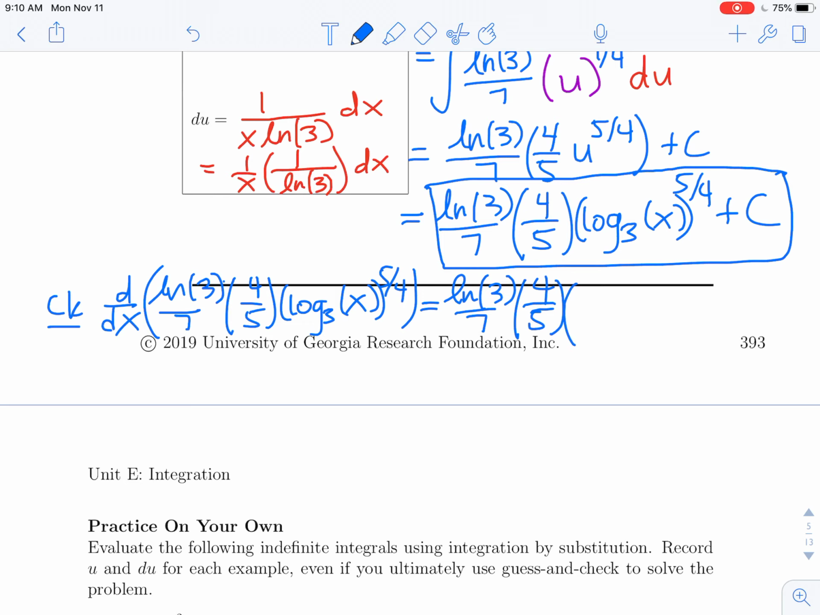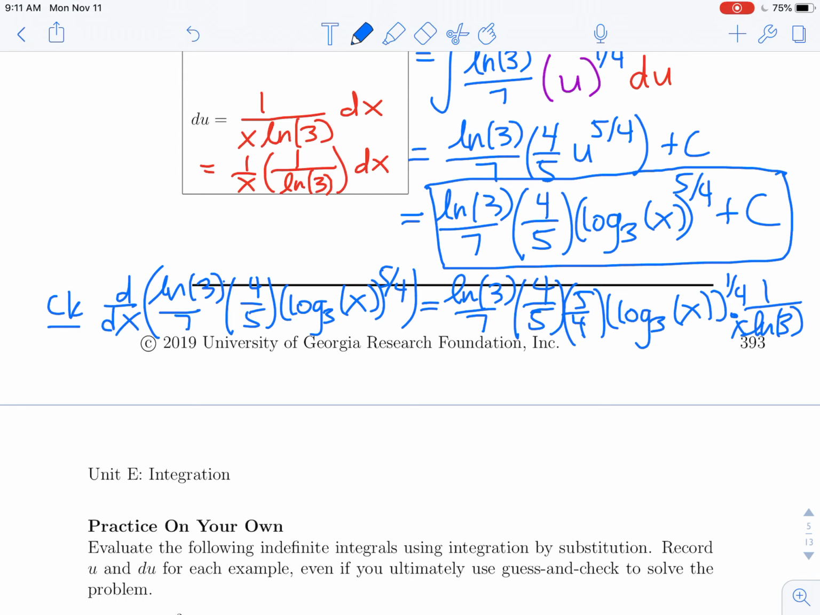And so you do 5/4 log base 3 of x to the 1/4, and then times the derivative of log base 3 of x, which is 1 over x ln of 3. And if you forgot to do that, you might think that you did the whole previous exercise incorrectly, so make sure that you remember to use the chain rule.